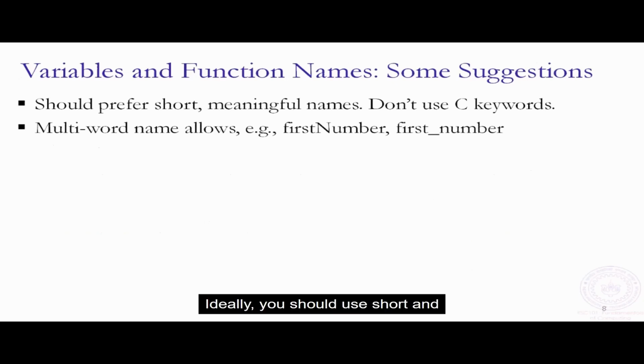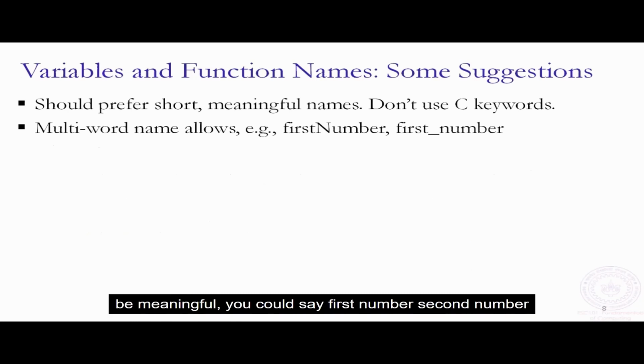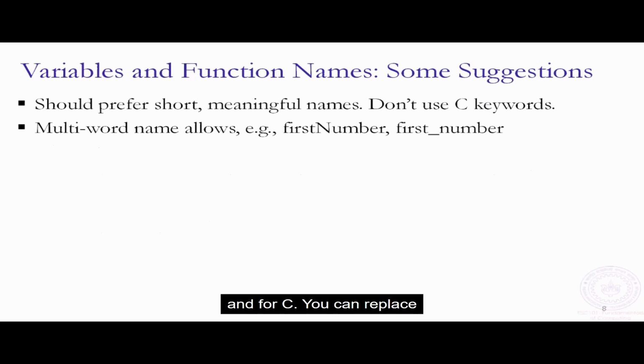Ideally, you should use short and meaningful names for your code. So for example, if you are trying to add two numbers, instead of saying A and B, if you want it to be meaningful, you could say first number, second number. And for C, you can replace that with sum.